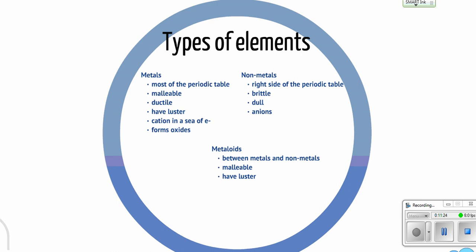They're described as a cation because they have a positively charged nucleus in a sea of electrons, because there's a lot of electrons floating around them. This is what gives them their ability to be malleable and ductile. It's also what allows them to conduct electricity. Metals also will corrode or tarnish or oxidize. They readily form oxides, or they'll rust.